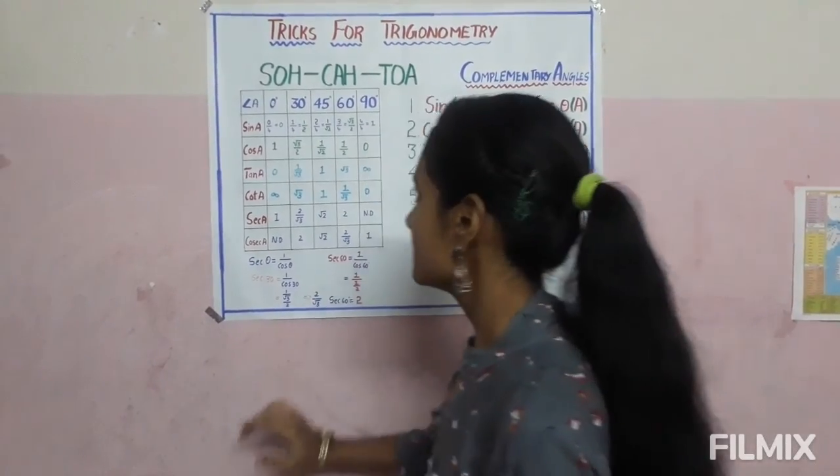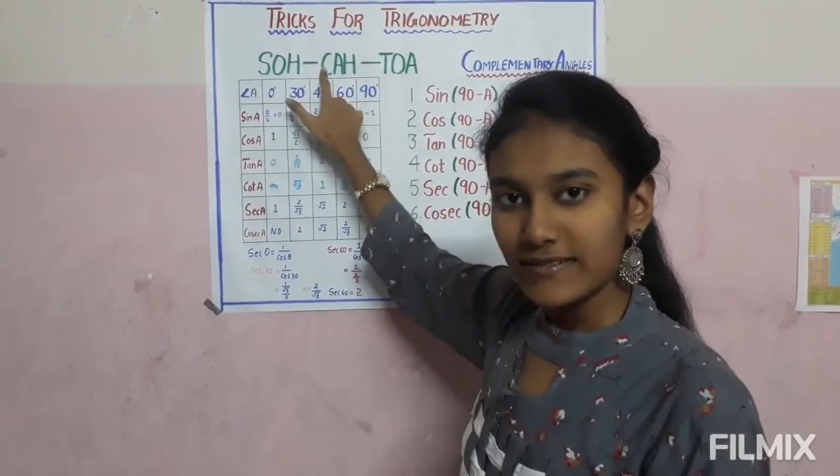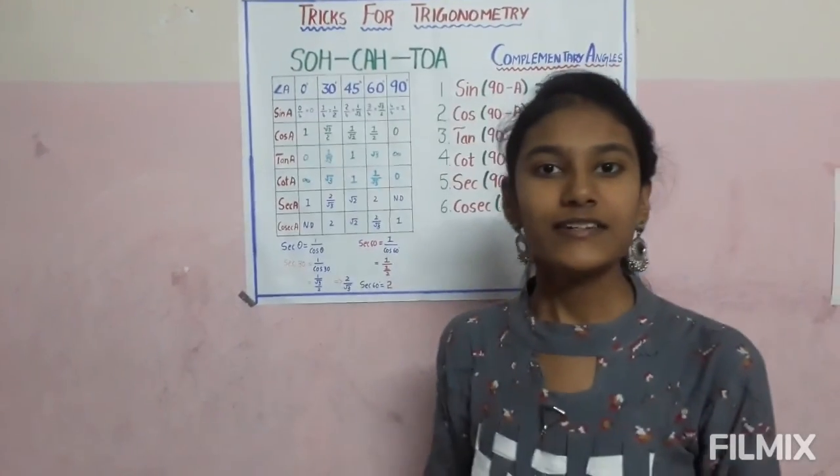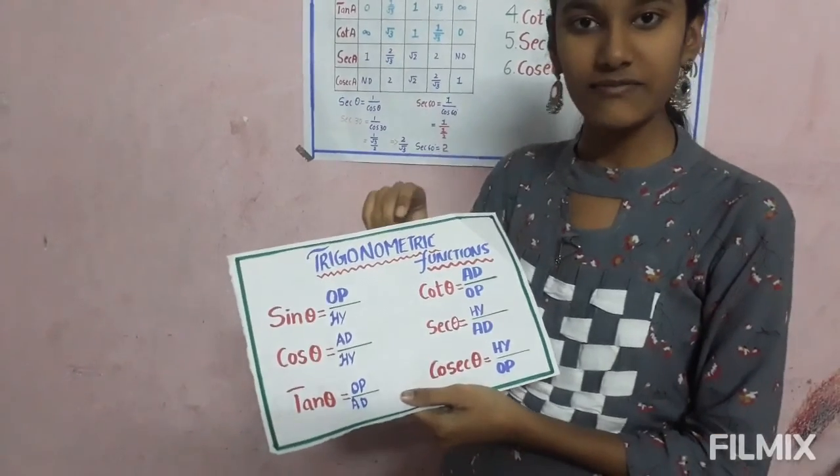So guys, the first trick which I am going to explain in this video is SOH CAH TOA. Do you think what it is? These are the trigonometric functions. This is the easiest way to learn the trigonometric functions.